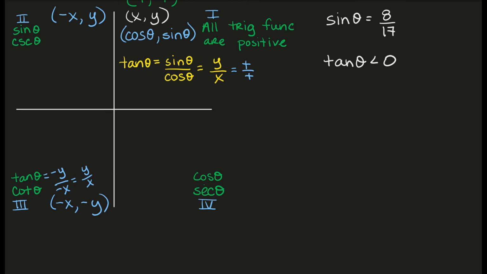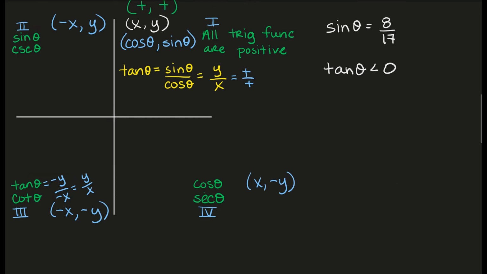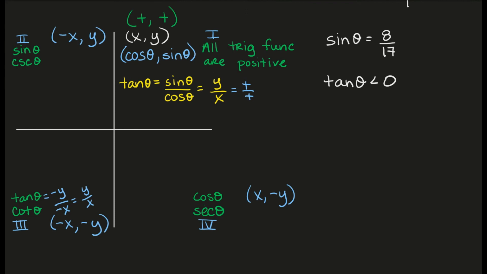And then in quadrant 4, you have a positive x and a negative y. So your cosine and secant values are positive. Now, I say all of that to come back to this. You know that with the conditions they gave you, sine of theta is positive.